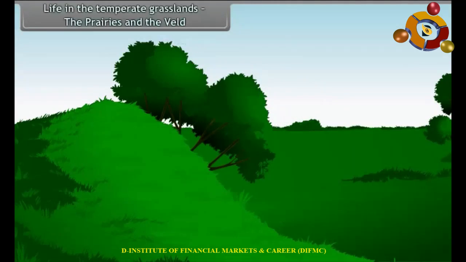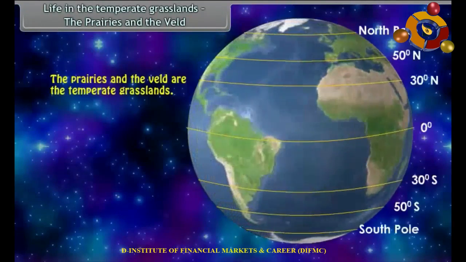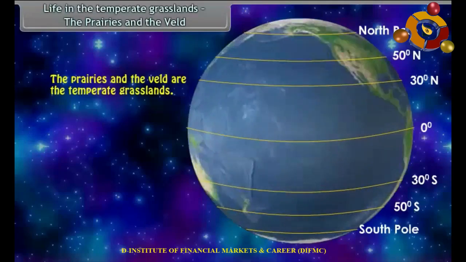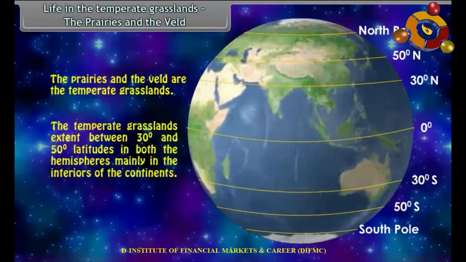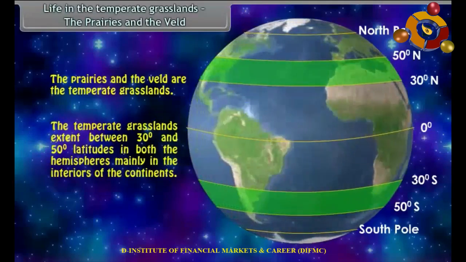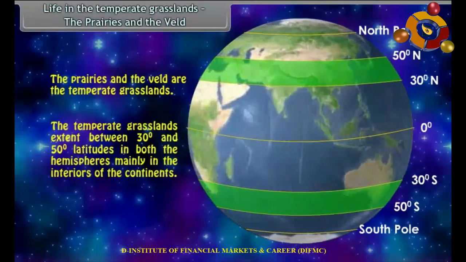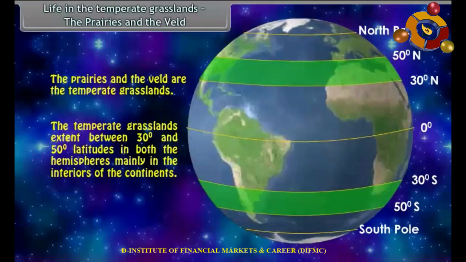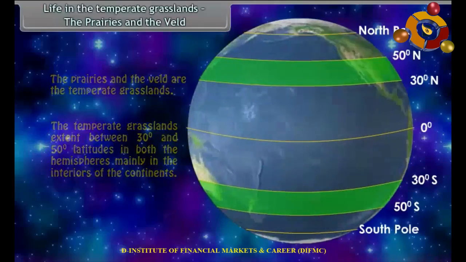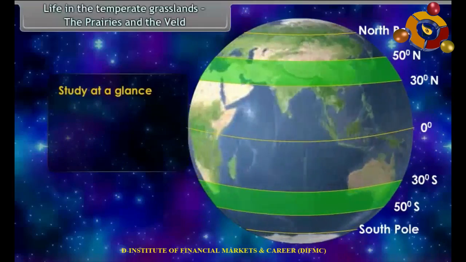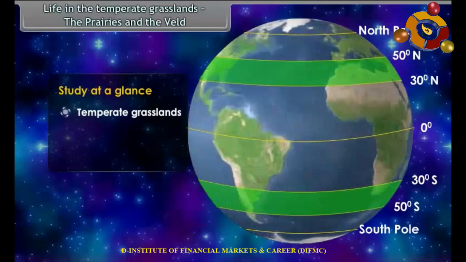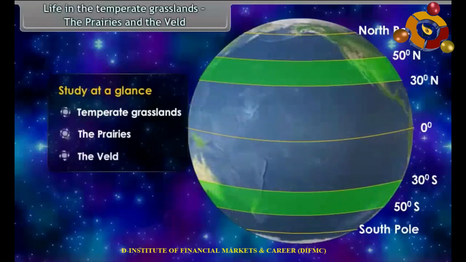Life in the temperate grasslands, the prairies and the veld. The prairies and the veld are the temperate grasslands. The temperate grasslands extend between 30 degrees and 50 degree latitudes in both the hemispheres, mainly in the interiors of the continents. Study at a glance. Temperate grasslands, the prairies, the veld.